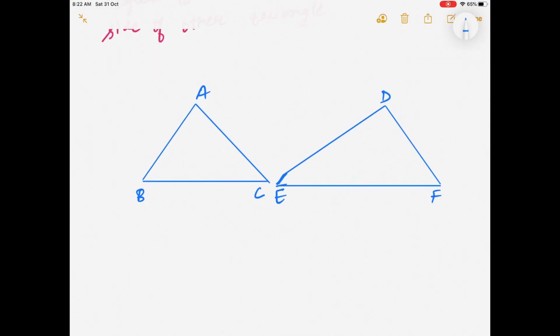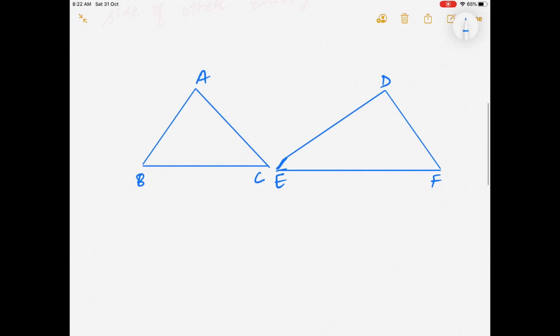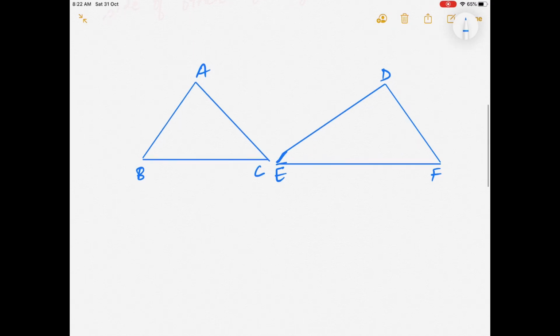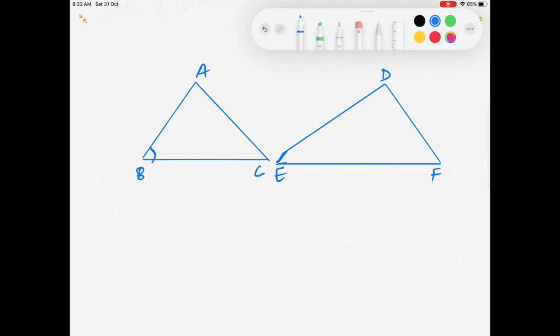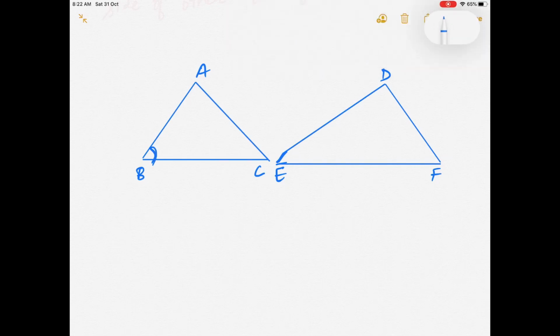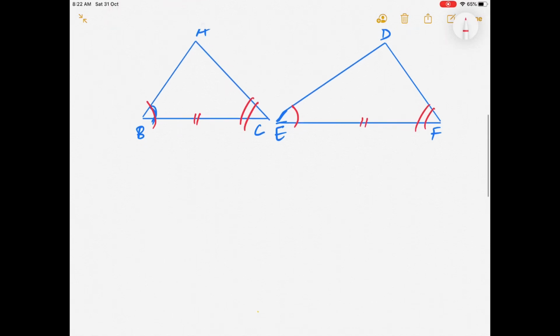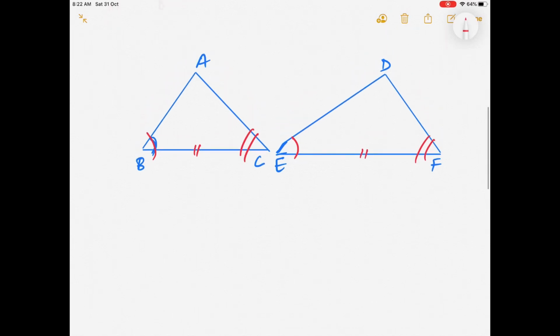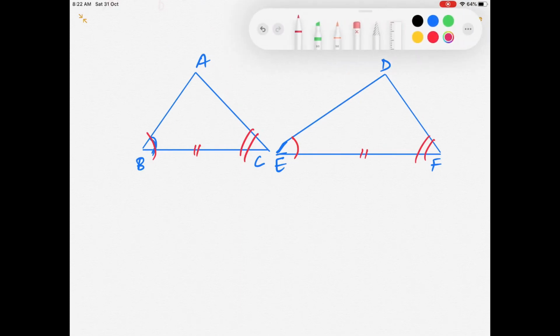So here you are given that ABC and DEF are two triangles, and angle B, this angle B, is equal to angle E, this angle E here. So angle C is equal to angle F here. These two points are given to us, and BC will be equal to EF. So now we have to prove that triangle ABC is congruent to triangle DEF.